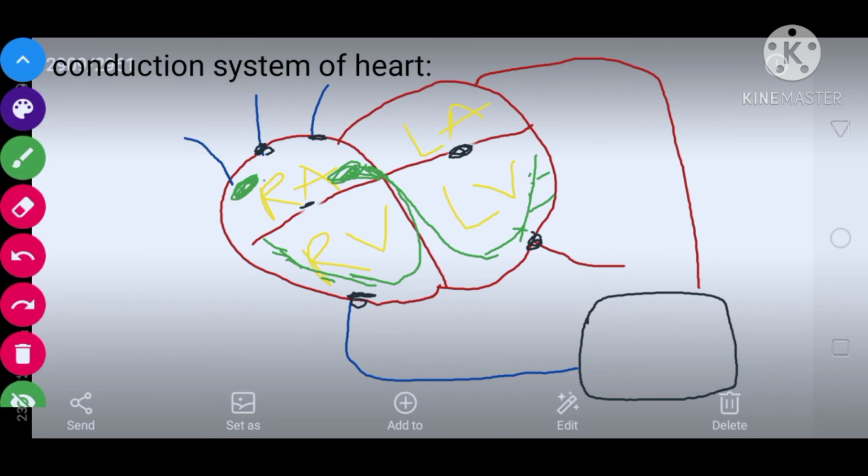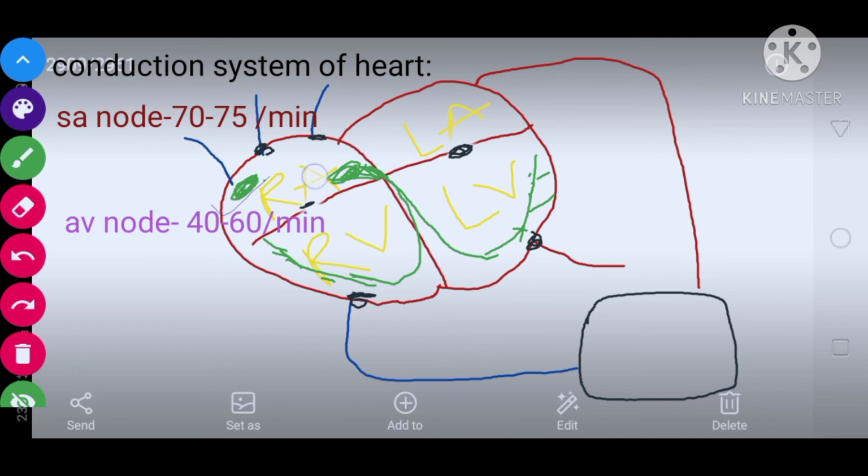Now, it is important to note that the different components of the nodal tissue do not fire at the same rate, meaning the rate of their generation of action potential is not the same. For example, the SA node generates action potential at around 70 to 75 beats per minute, whereas the AV node generates action potential at around 40 to 60 beats per minute.